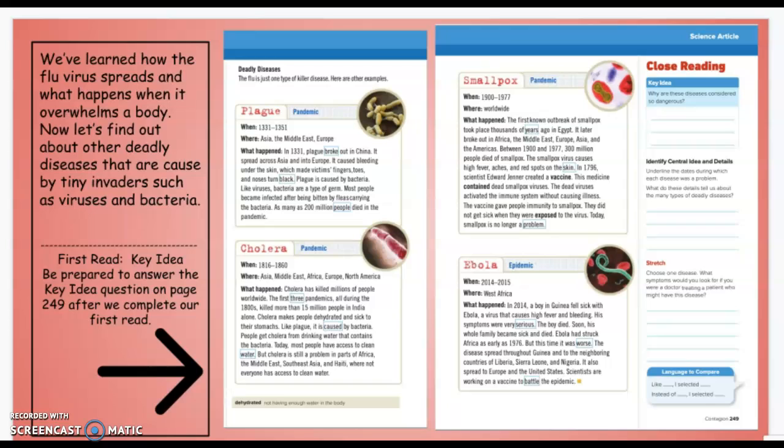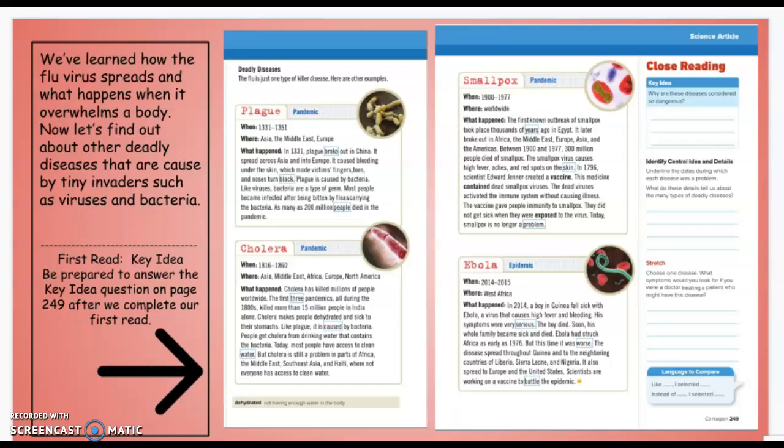Page 248. Deadly diseases. The flu is just one type of killer disease. Here are other examples. Plague. And plague is a pandemic. And remember we said from yesterday, a pandemic is when an epidemic spreads from one country to another. So the plague happened when? In 1331 to 1351. Where? Asia, the Middle East, Europe.